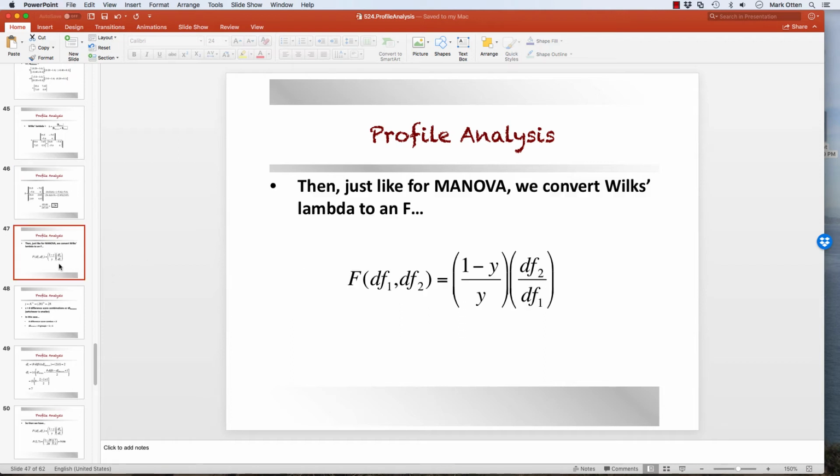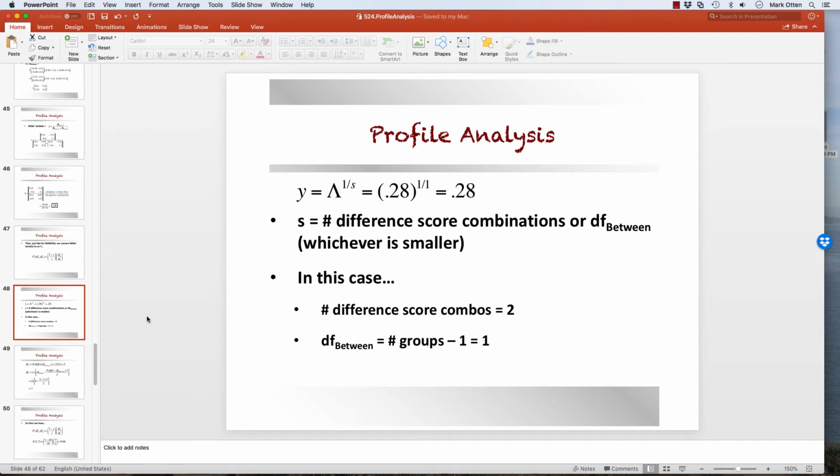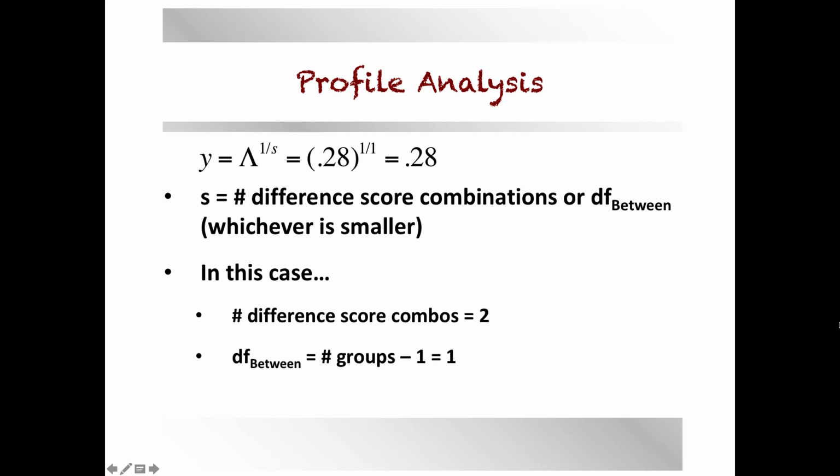And we're almost there. As in MANOVA, we've got to convert that Wilks lambda to an F via the same formula with the y's and the degrees of freedom in there. So this is, again, like we did with MANOVA. I will go ahead and make this slightly bigger. We're going to get 0.28. That's our lambda. We're going to do 1 over S in the exponent. The S is the number of different score combinations in this case. That's the only change from the instructions for MANOVA. You're just using different scores now.